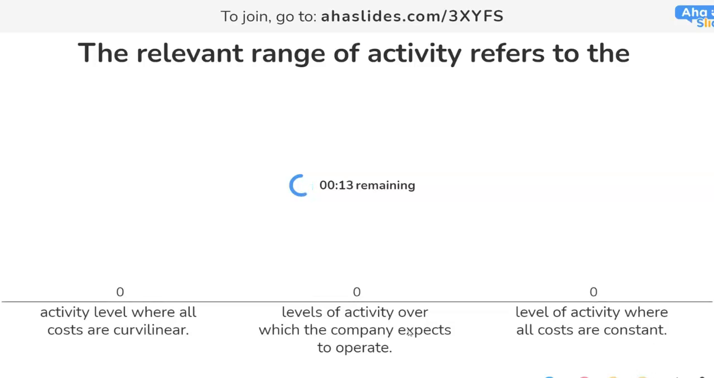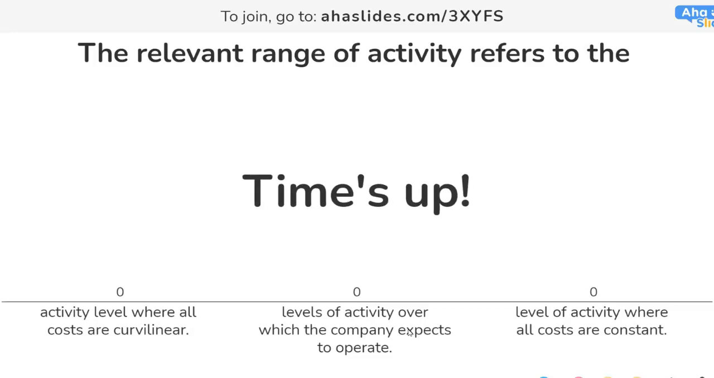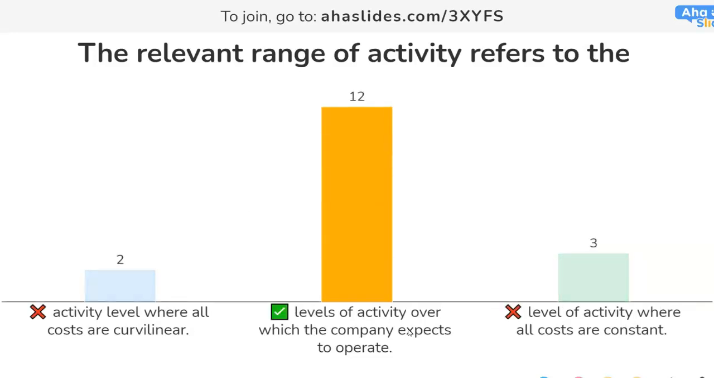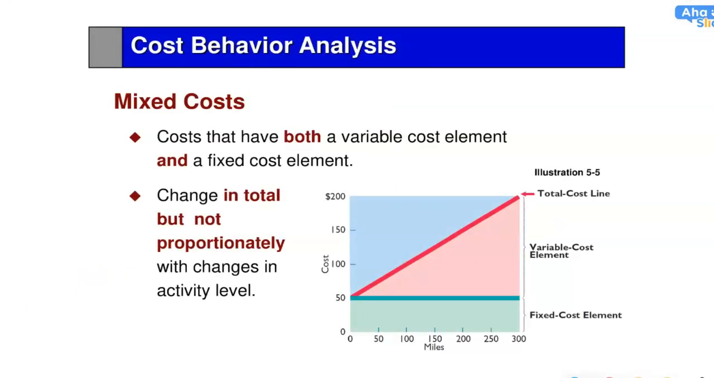Now, this might be tricky. Level of activity where all costs are constant. Not all costs. We're only talking fixed costs. So that's a tricky question. Let's see how well we all did. Yeah, of course. Relevant range refers to the production activity over which a company expects to operate. Some people are not happy with that. All right.